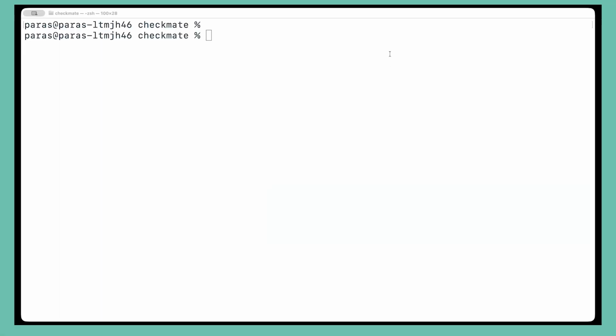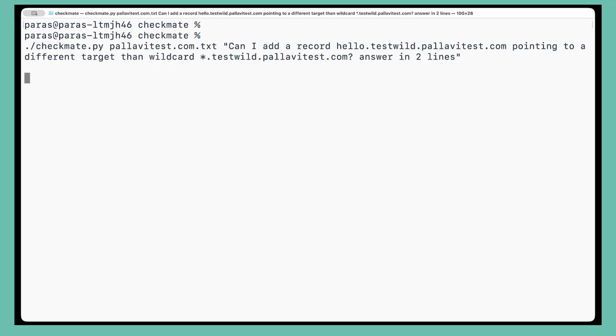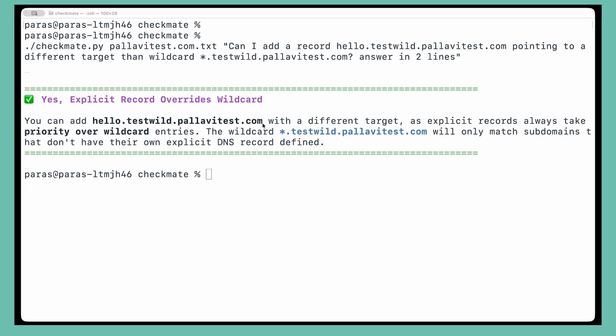Now let's start a demo of CheckMate. The CheckMate program takes two inputs, the zone file and the prompt in natural language. Let's first start with the informational prompt. As you can see from the output, I get good information about wildcard and specific records, but not a whole lot of information, right? So next we will send the same prompt asking for more details and also number of tokens consumed, since we have to keep an eye on the cost too.